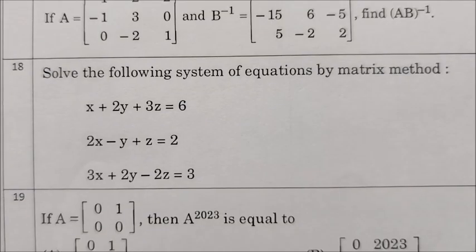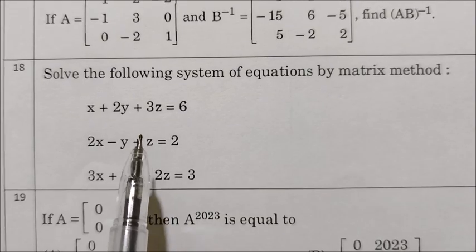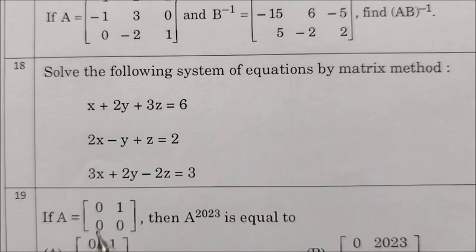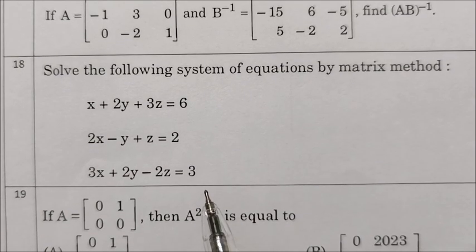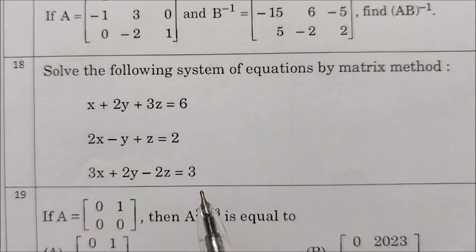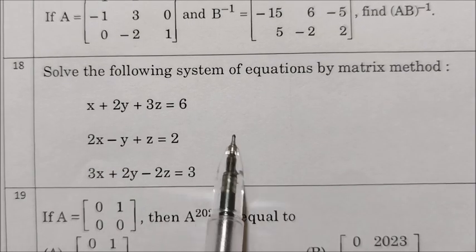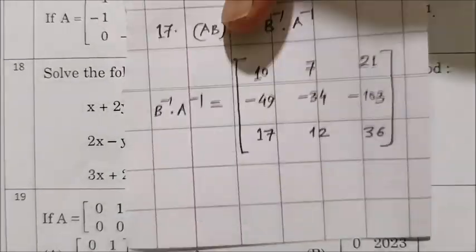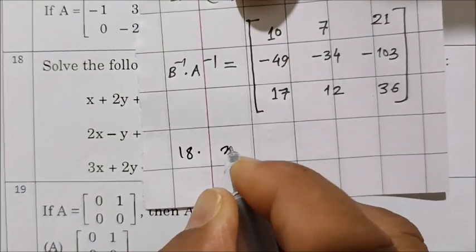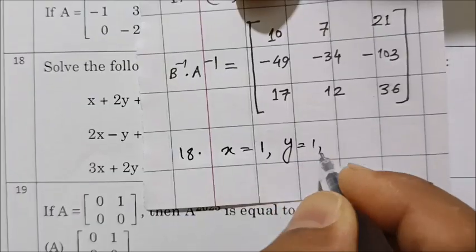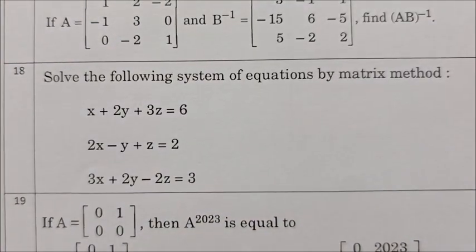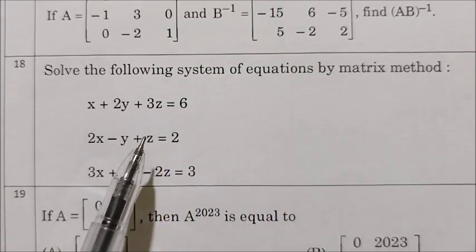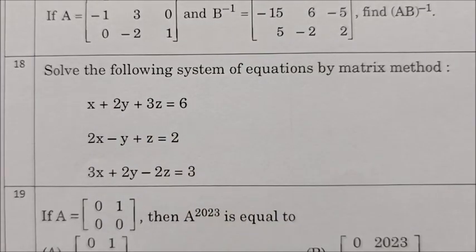Question number 18. We have done this question many times, that solve the system of equation by matrix method. Same, we should start with that let Ax equal to B and so on, and after solution, the answer comes out to be x equal to 1, y equal to 1 and z equal to 1, and it is a 5 marks question. We have done this kind of question, so I am skipping the whole step by step procedure. I am just writing the answer, you can verify.